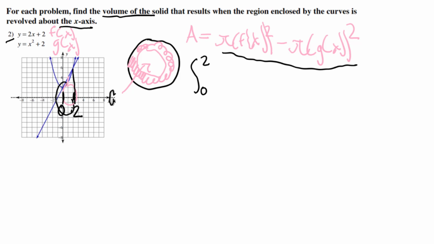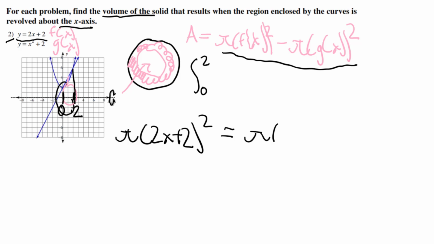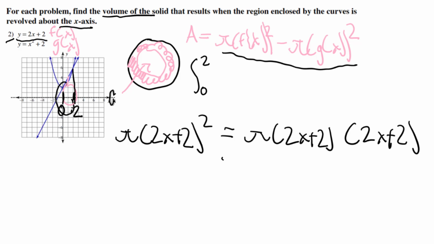f of x is equal to y equals 2x plus 2. Let's simplify this down and we get pi of 2x plus 2 squared, which is equal to pi of 2x plus 2 times 2x plus 2. We're factoring this out now because it will make it easier in the rest of the problem. So we can take this a step further and do pi of 4x squared plus 8x plus 4.